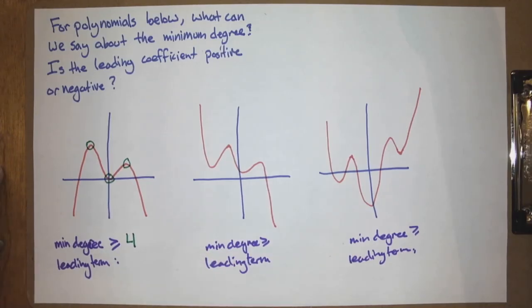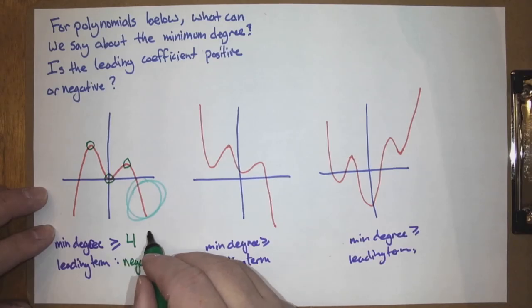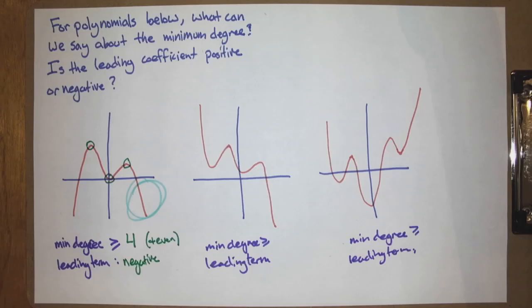What can we say about the leading term? Positive or negative? Yeah. In fact, really, you can just look at this part right here. What's happening for large positive values? Is it going positive or negative? And so the leading term has to be negative. We do know the min degree is at least 4. We also can say, look, it has to be even. So even if it's not 4, whatever it is, it's an even number.